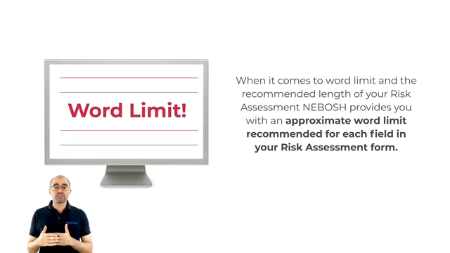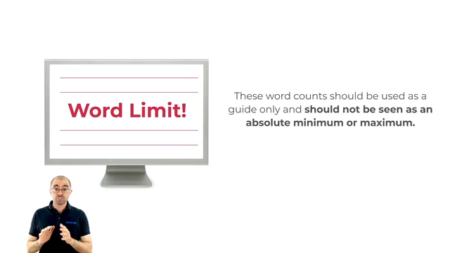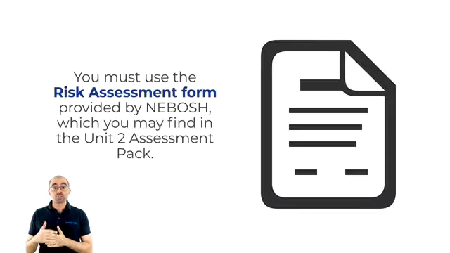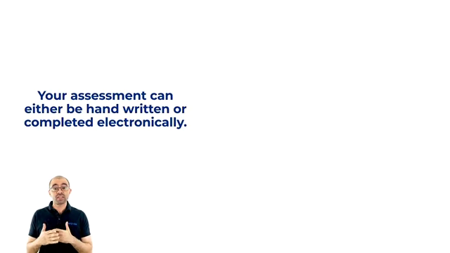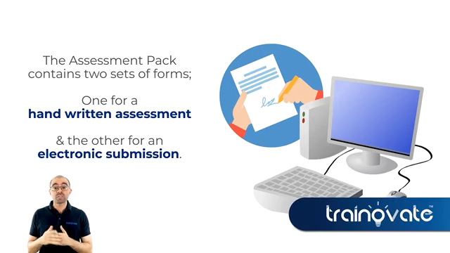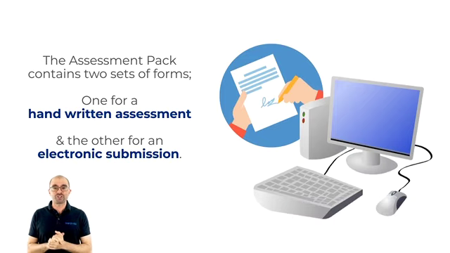When it comes to word limit and recommended length of your risk assessment, NEBOSH provides you with an approximate word limit recommended for each field in your risk assessment form. These word counts should be used as a guide only and should not be seen as an absolute minimum or maximum. You must use the risk assessment form provided by NEBOSH, which you may find in the Unit 2 assessment pack. Your assessment can either be handwritten or completed electronically. The assessment pack contains two sets of forms, one for handwritten assessment and the other for an electronic submission.